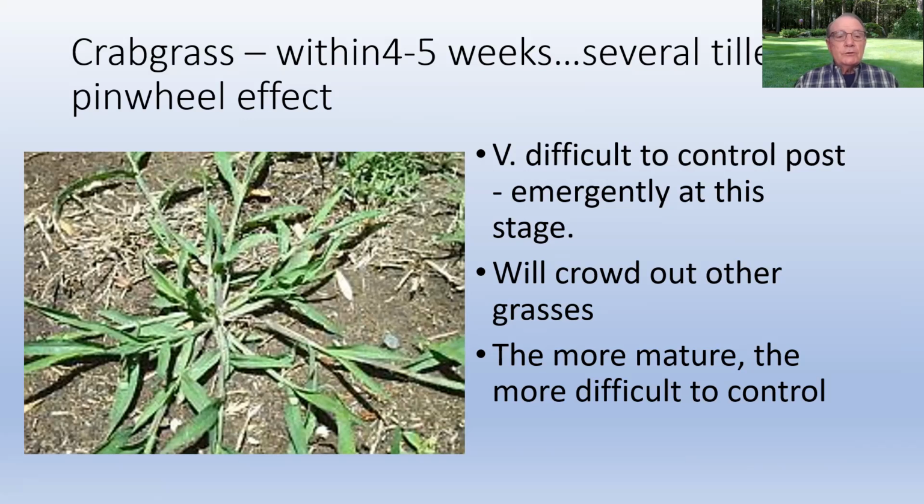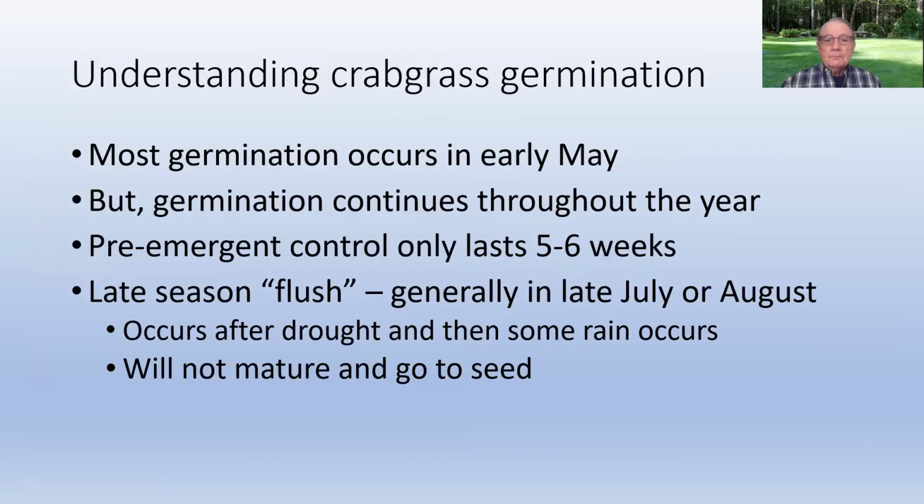Crabgrass, however, grows very rapidly in July and August and very quickly takes over a lawn. So please remember, when you find crabgrass, the best time to control it is when it is immature, because the more mature crabgrass becomes, the more difficult it is to control.